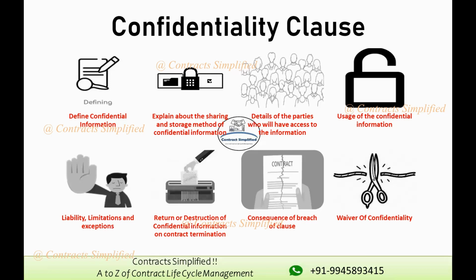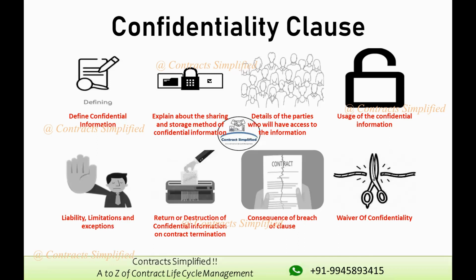The next one is return or destruction of confidential information on contract termination. Many contracts miss out on this particular topic, that is, what is the status of confidential information after the contract termination. It becomes very crucial for companies to ensure that the confidential information is either returned or destroyed. If it is a soft copy, then you can ask for destruction, and you can even add a post-termination compliance stating that they would give a written acknowledgement that the confidential information has been deleted.